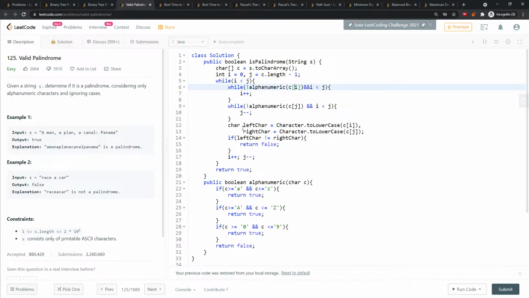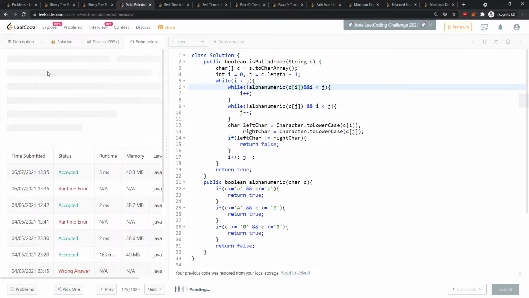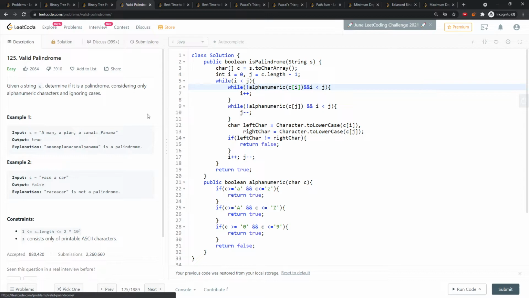So you're going to check if my left char and right char are the same. If they are not the same, you return false. If they are the same, you increment i, you decrement j, and you return true at the end. So that's the idea. Okay, let's just run the code. Cool. Okay, let's talk about time and space.